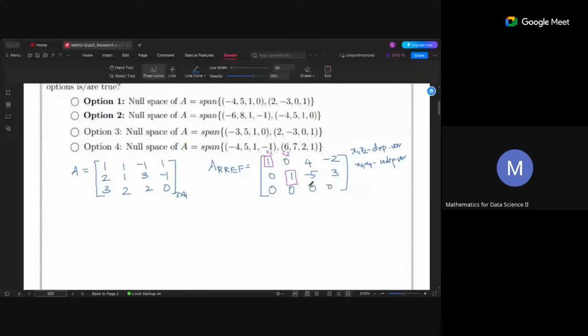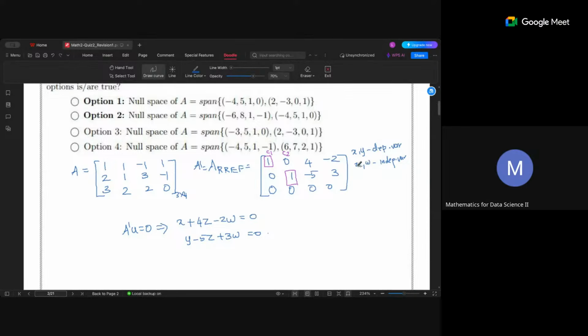Once we have the RREF, we can compute the nullity directly from this. Let's call this matrix A dash. So A dash u = 0 gives you x + 4z - 2w = 0, and y - 5z + 3w = 0. Here, what are your x1, x2, x3, x4? It is the RREF form. Okay, fine. So here, let's write x, y, z, and w.